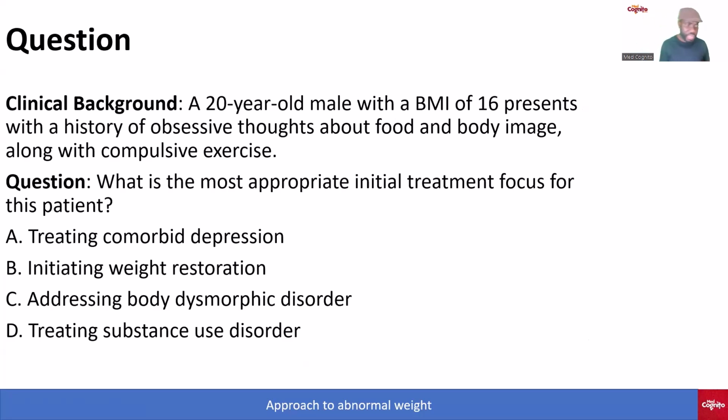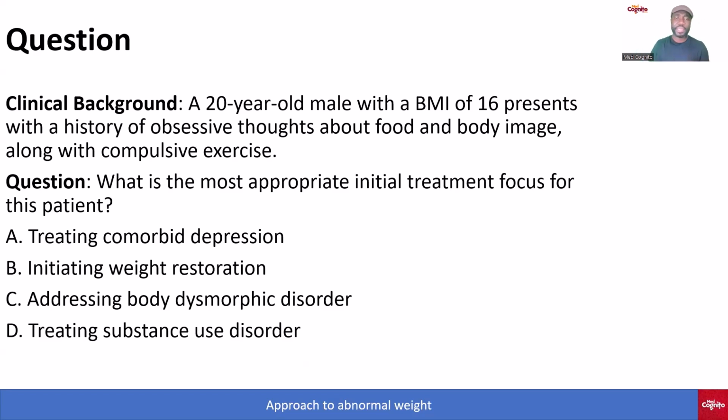Can I read? Yes, please read. A 20-year-old male with a BMI of 16 presents with a history of obsessive thoughts about food and body image along with compulsive exercise. What is the most appropriate initial treatment focus for this patient? Option A, treating comorbid depression. B, initiating weight restoration. C, addressing body dysmorphic disorder. D, treating substance use disorder. Good. What is your answer?